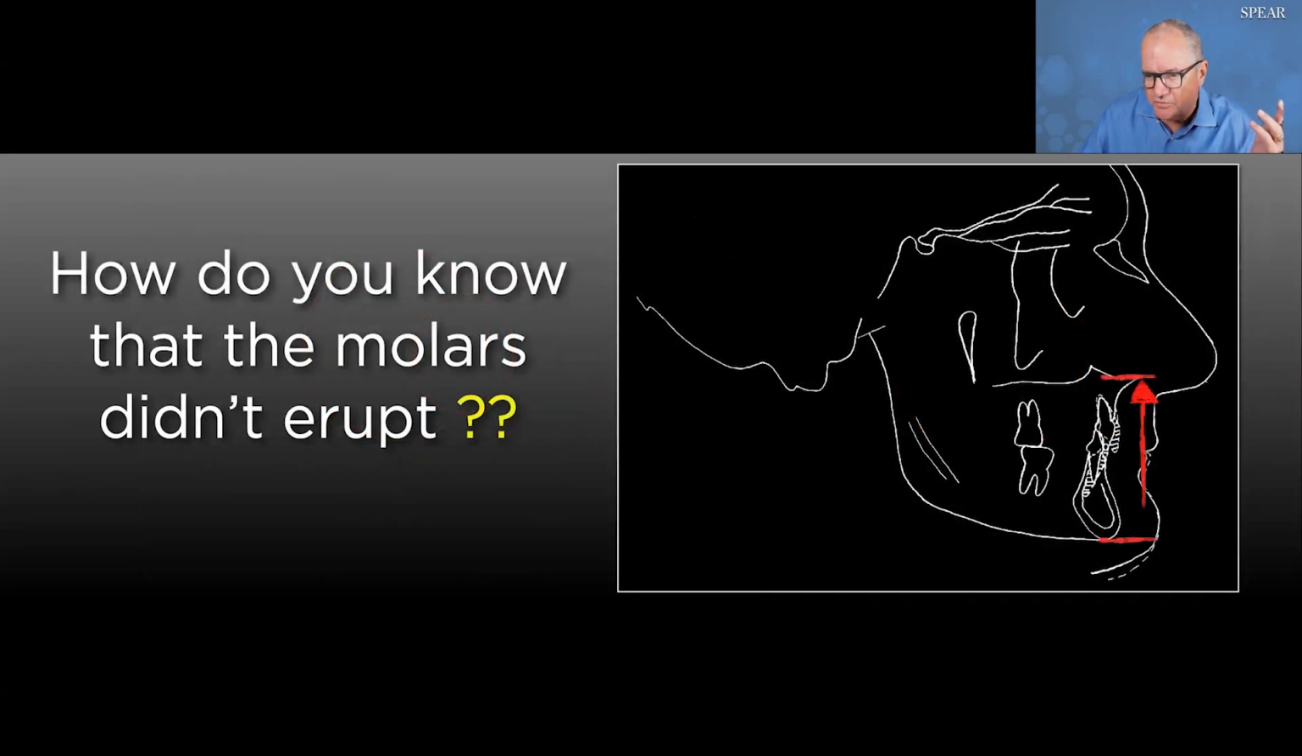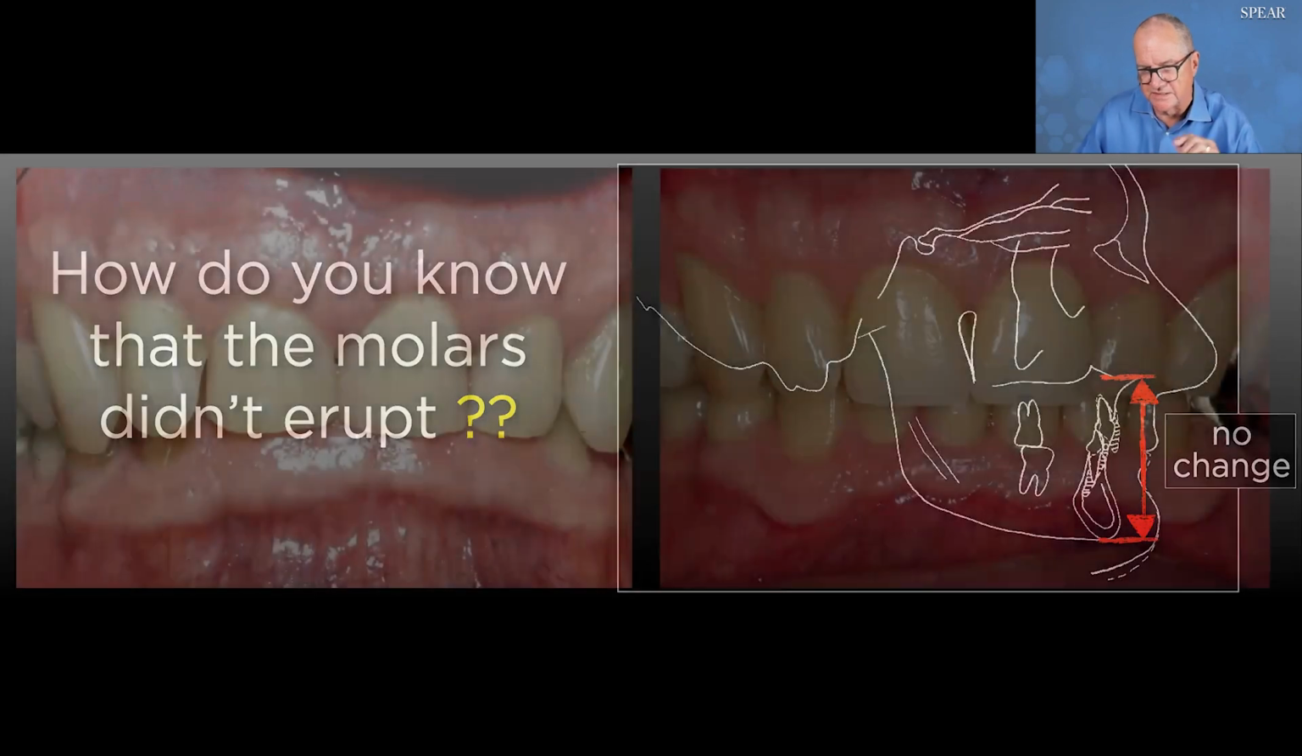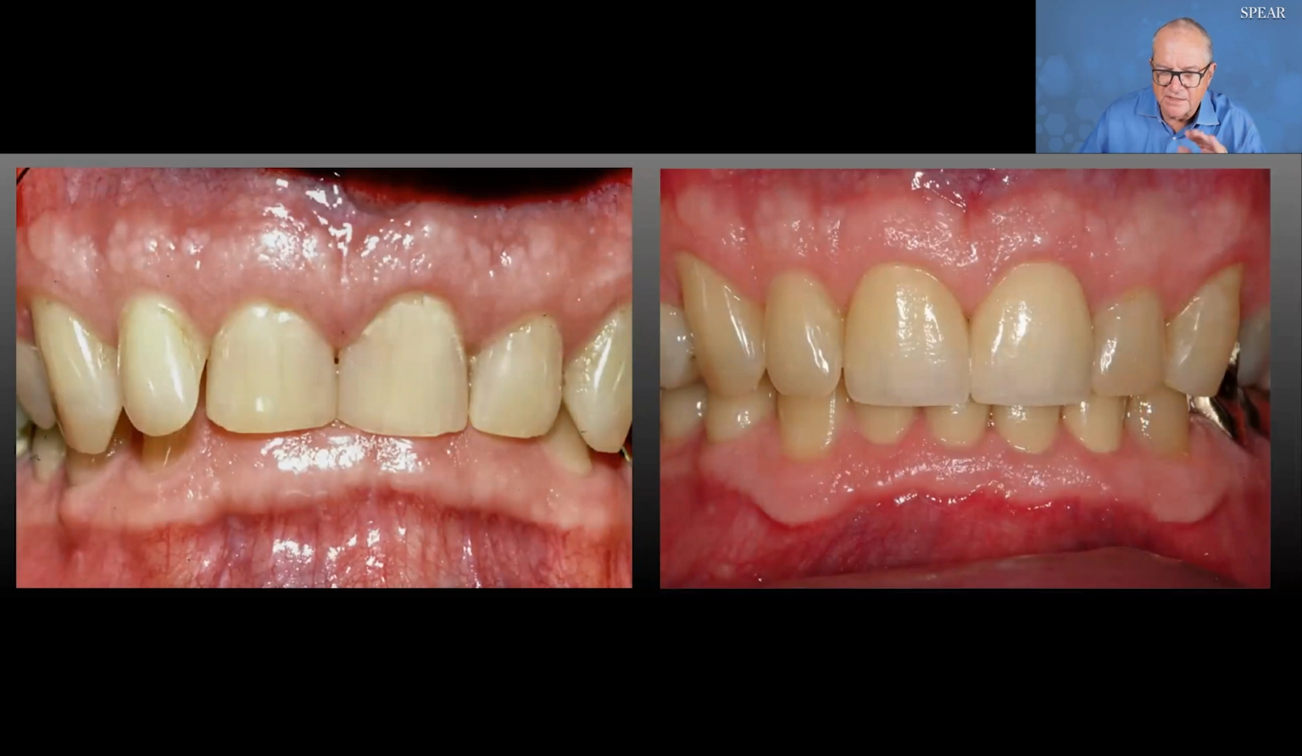And how do we know that the vertical dimension didn't open up? Because with before and after cephs, the distance from maxilla to mandible didn't change at all. It was intrusion of the teeth. So we ended up with 2 central crowns and 4 lower anterior veneers. So a case that looks impossible to treat. Once you go through the system, you realize 6 restorations and the patient's happy as can be.